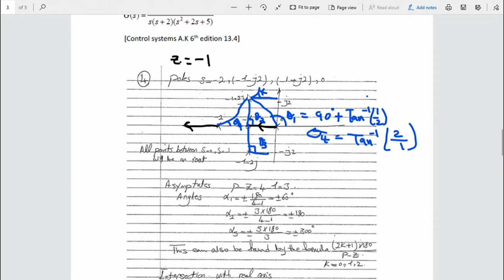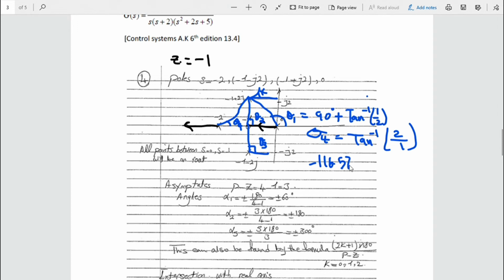The sum of all the angles is equal to 180 degrees or minus 180 degrees. I'll be using 180 degrees, so 180 degrees and minus 180 degrees are the same. So all the angles of a pole are taken as negative values, and all the angles of a zero are positive angles. So theta 1 is equal to 116.57, so you'll be taking minus 116.57.